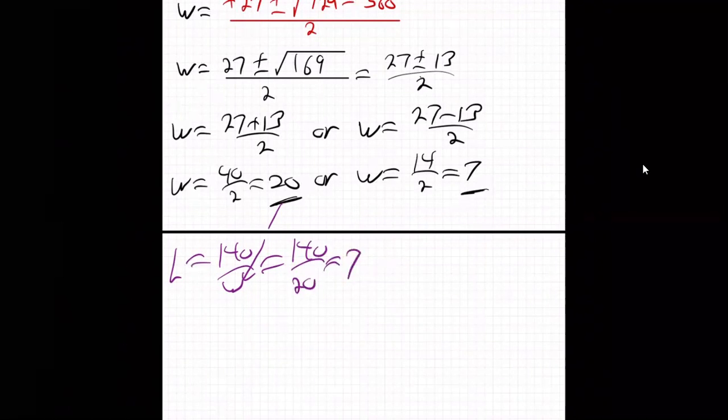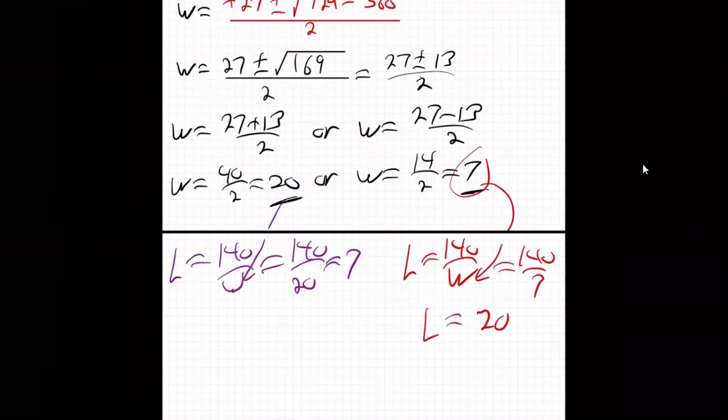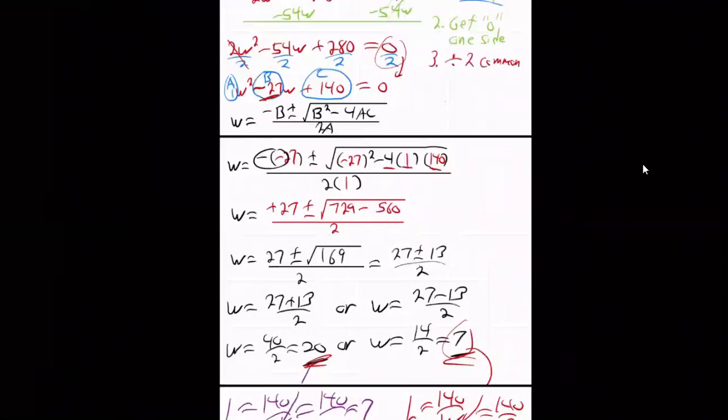7. And then if you do the other one, 140 over W. Sorry, I'm going quick. I'm just not really wanting to do this because it's not really needed. I want to show it to you. 7. So you get 140 over 7. Guess what you get? The other one, the 20. So basically, you get 20 and 7 or 7 and 20. So in other words, it doesn't really matter. Call whichever one the length and width you want to. The width and length are 20 and 7, whichever way you want to call them.